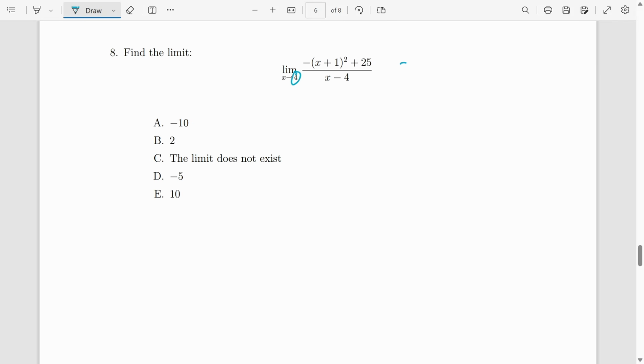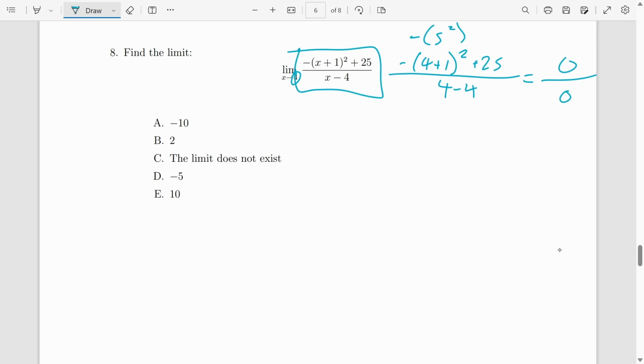So this will be negative 4 plus 1 squared plus 25 all over 4 minus 4. On the bottom is 0, and on the top, it's going to be negative 5 squared, which is 25. So negative 25 plus 25 is 0. So yeah, we have an indeterminate form now. We could probably do L'Hopital's rule on this and then get our answer that way.